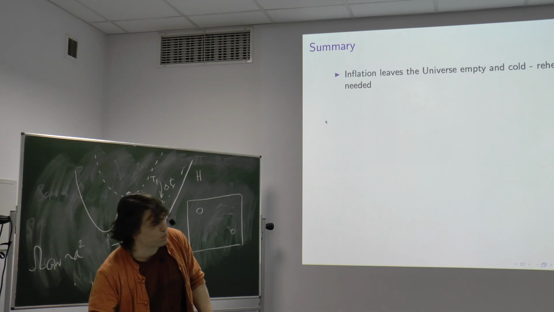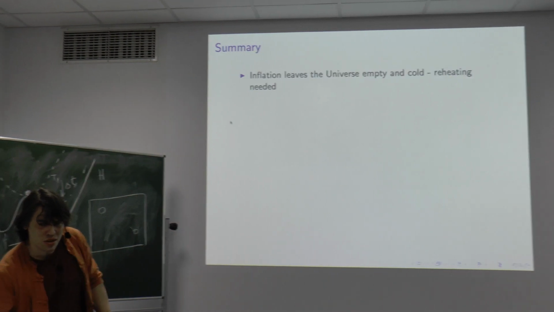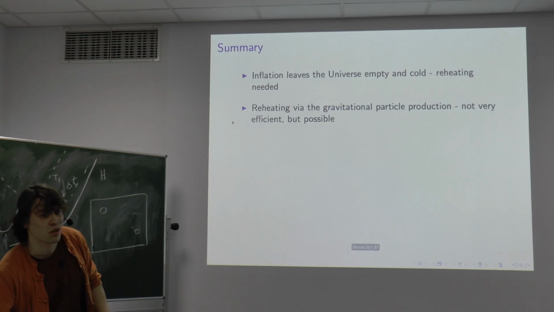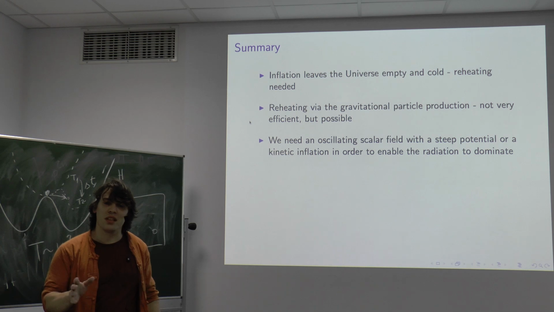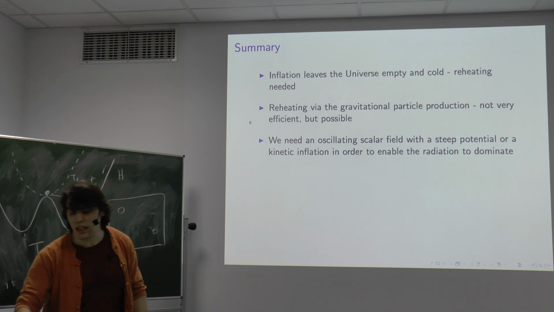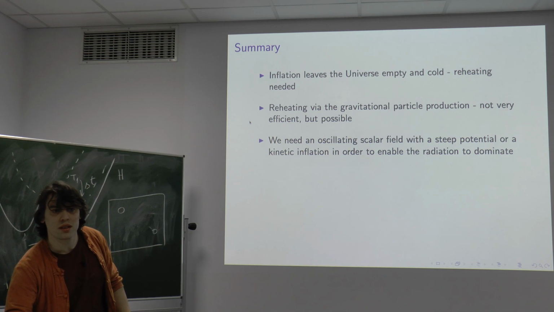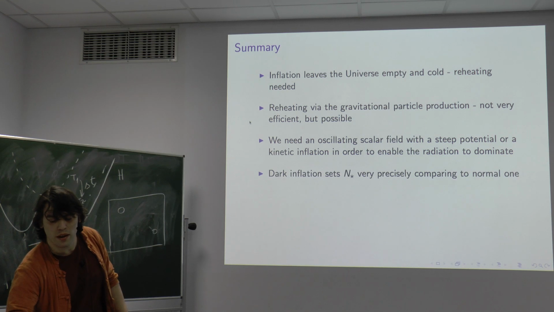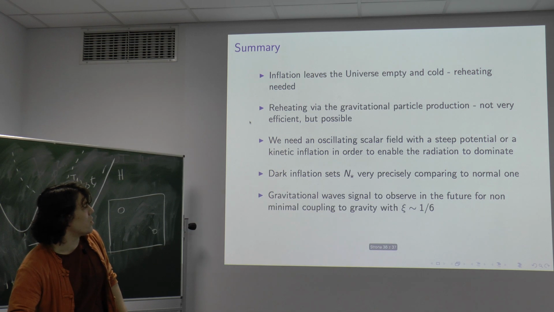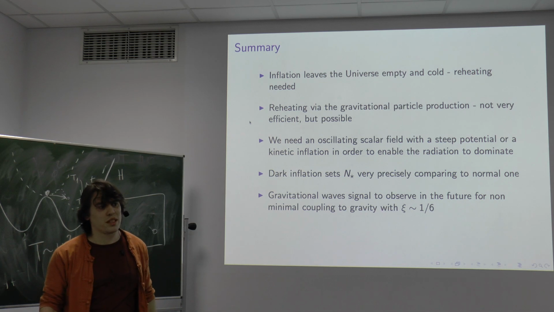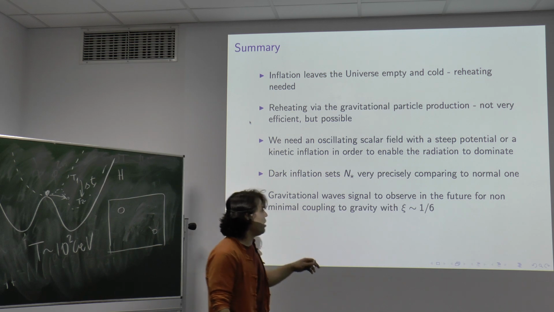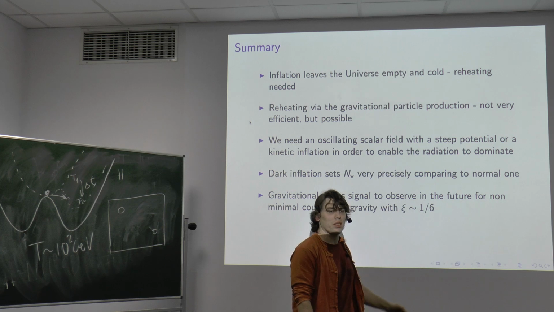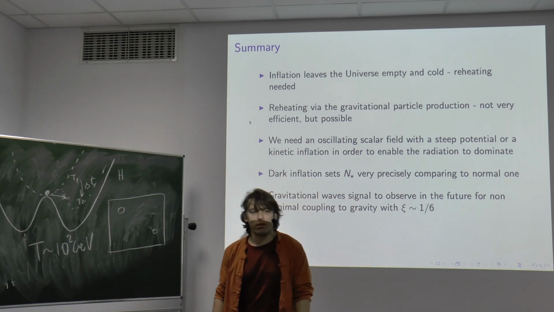So to summarize, because I guess we have so many things to discuss: inflation is usually considered to be needed in the universe, but it leaves the universe a very cold, sad and empty place, and you need some mechanism of reheating the universe. Reheating via gravity is rather inefficient, but still possible, still okay with constraints. All you need is some oscillating scalar field or some inflation driven by kinetic terms. And dark inflation, dark reheating, gives us very strong constraints on N star, the number of e-folds before the end of inflation when a particular physical scale is produced. And then gravitational waves can be massively enhanced and measured in the future if the fields in the early universe are non-minimally coupled to gravity, rather close to the conformal factor. Thank you very much.